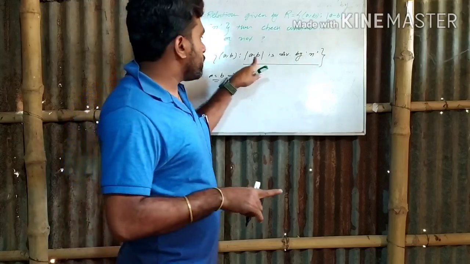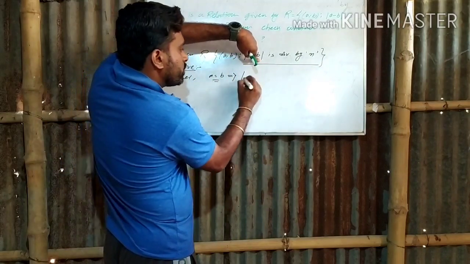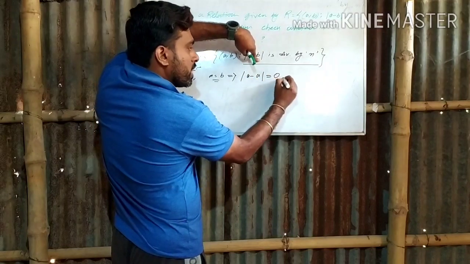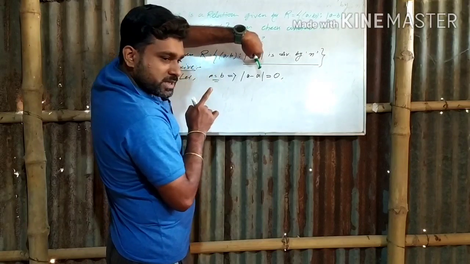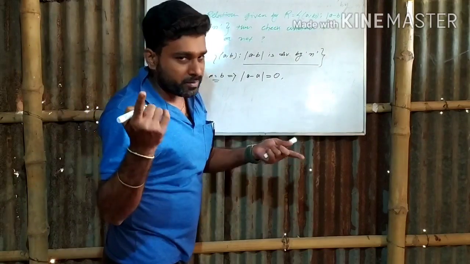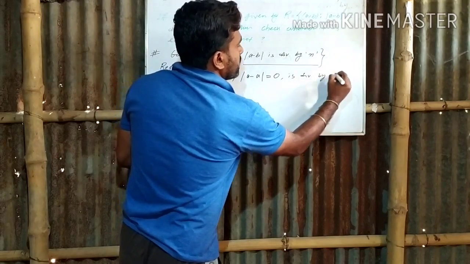Here, in |a - b|, you have chosen a = b. So that means |a - a|, and the answer is what? 0. Is this 0 divisible by n? 0 is always divisible by anything, whatever it is. So it is divisible by n.